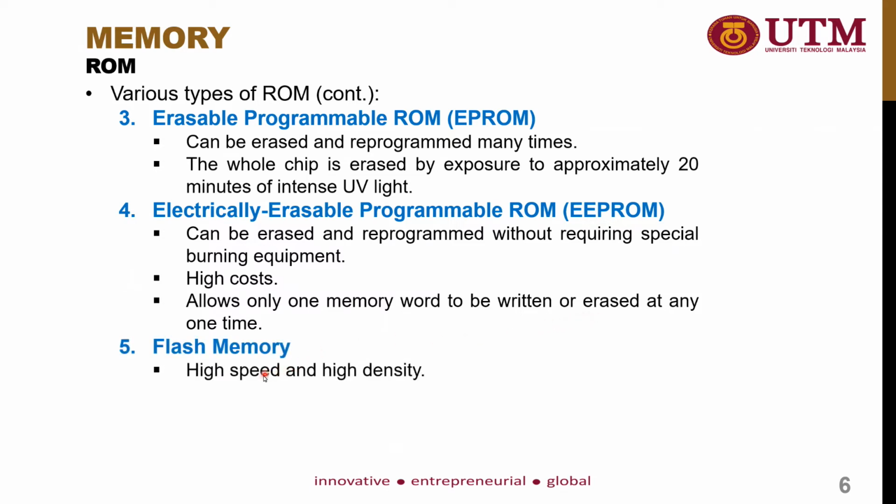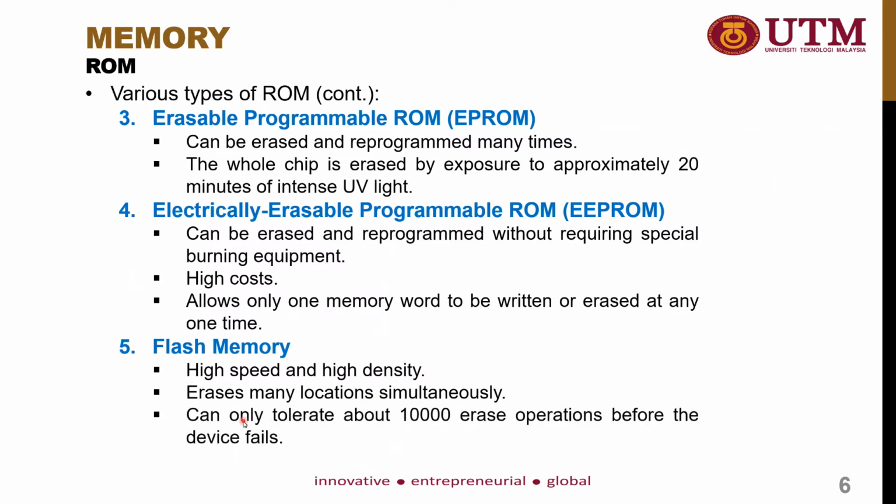Next is the flash memory. The flash memory has very high speed and high density, and you can erase many locations simultaneously. So it covers the limitation of EEPROM. But the flash memory can only tolerate about 10,000 erase operations before the device fails.